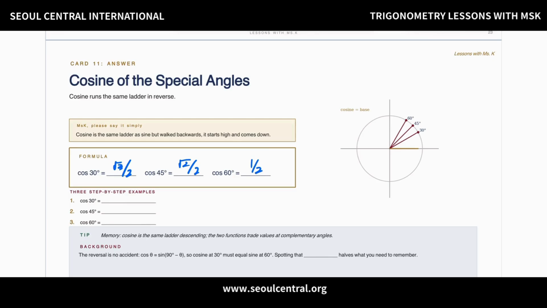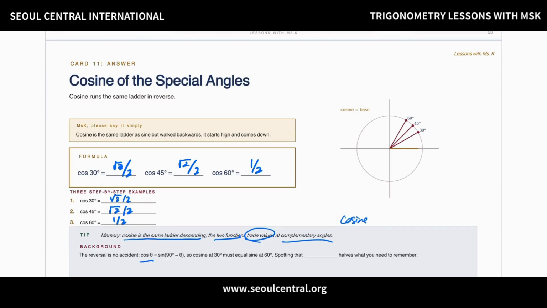Just once again, cosine 30 degrees equals square root 3 over 2, cosine 45 degrees equals square root 2 over 2, cosine 60 degrees equals 1 over 2. Again, it's just the sine ladder backwards. Cosine is the same ladder descending. The two functions trade values at complementary angles. Remember that cosine is the complement of sine. So the reversal is no accident.